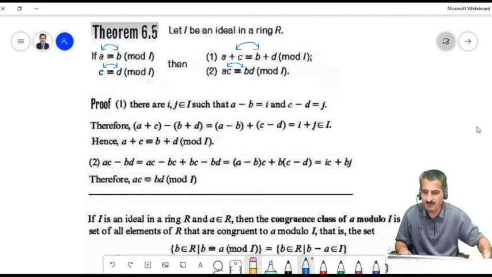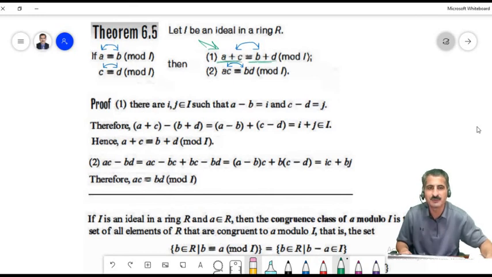And now the proof is so quick. We want to prove that A plus C and B plus D are congruent modulo I. So we will subtract them, right? We'll subtract that from this, play with them, and then we will get this. And that's what we want.